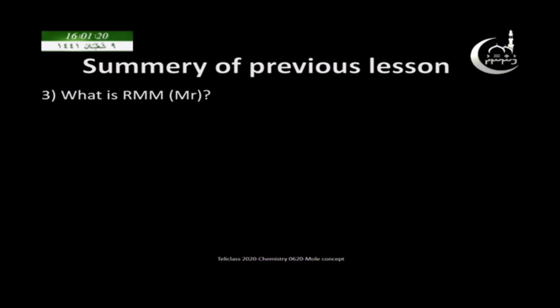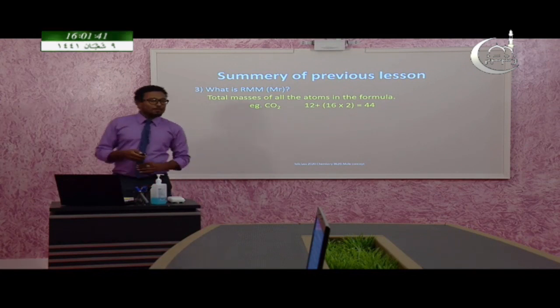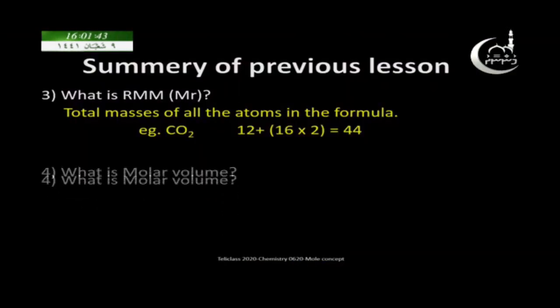What is relative molecular mass or RMM? It is the total masses of the atoms present in the formula. For example, carbon dioxide contains 1 carbon atom and 2 oxygen atoms. So, that will be carbon, 12 is the mass of carbon, and there are 2 oxygen atoms, 16 times 2. So, the RMM of carbon dioxide is 44.